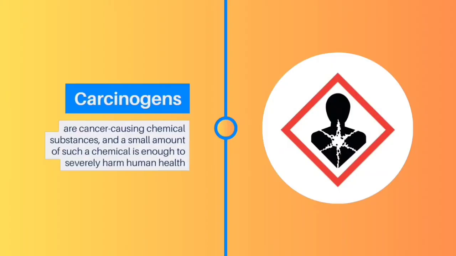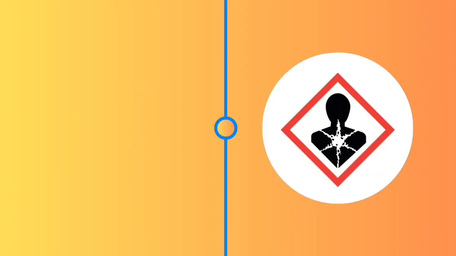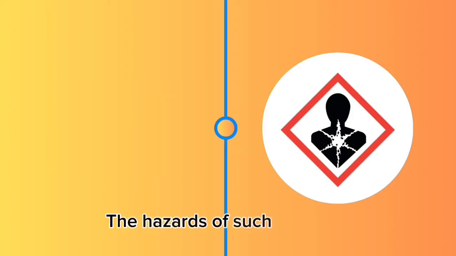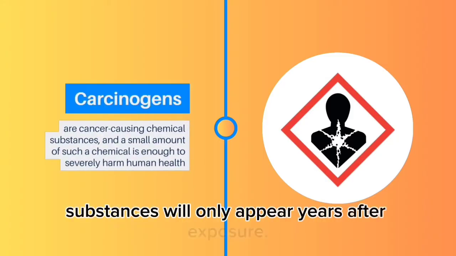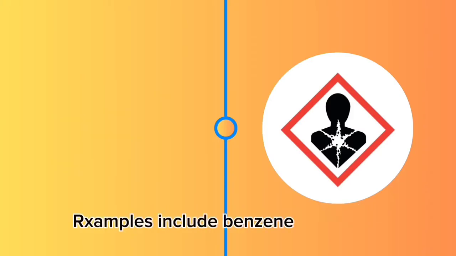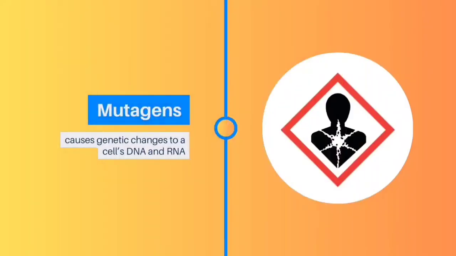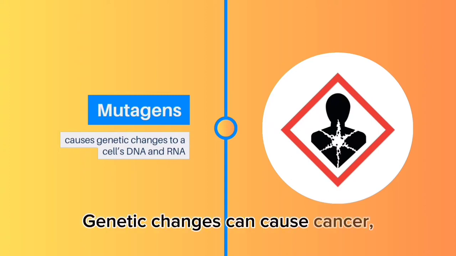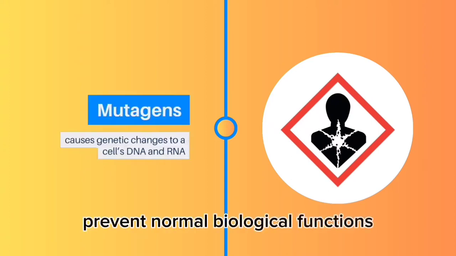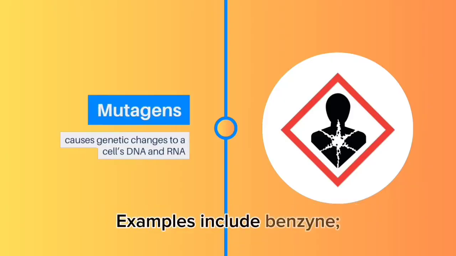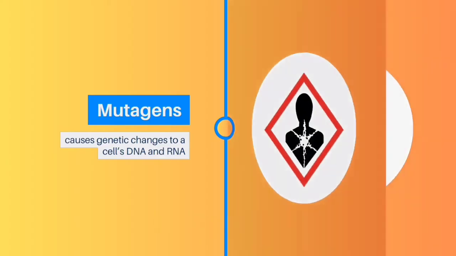Carcinogens. Carcinogens are cancer-causing chemical substances, and a small amount of such a chemical is enough to severely harm human health. The hazards of such chemical substances will only appear years after exposure. Examples include benzene, cadmium, formaldehyde, vinyl chloride. Mutagens. Chemicals classified as mutagens cause genetic changes to a cell's DNA and RNA. Genetic changes can cause cancer, prevent normal biological functions, or may result in the malfunction of a particular organ. Examples include benzene, ionizing radiation.